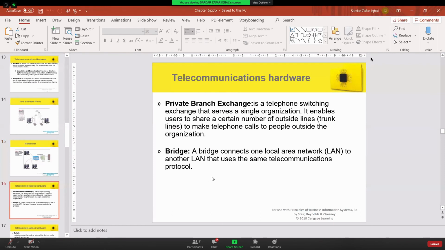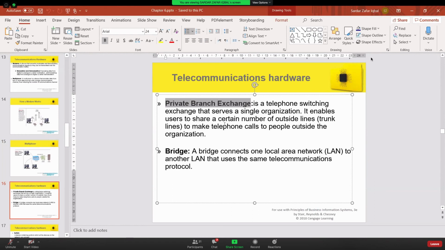Okay, next we have the private branch exchange. This is related to the telephone exchange. It is a telephone switching exchange that serves a single organization. As it is a private branch exchange, it is used by one organization or one business. It enables users to share a certain number of outside lines, trunk lines, to make telephone calls to people outside the organization.